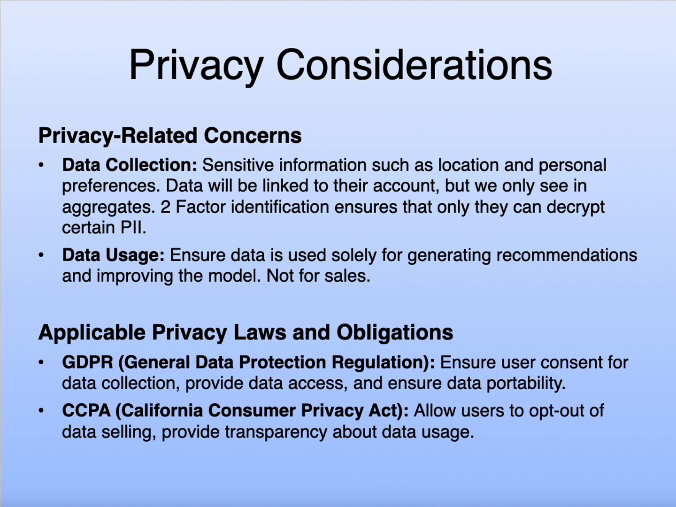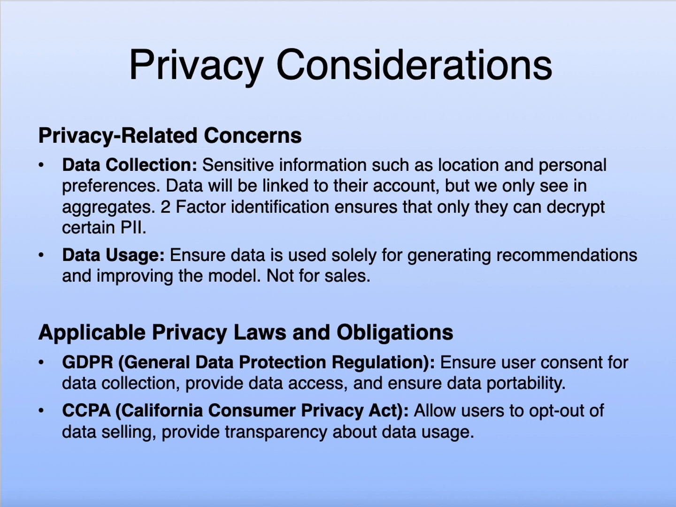So, privacy considerations, and this is going to be the bulk of the rest of this. Data collection involves sensitive information such as location and personal preferences. Data will be linked to their account, but we can only see it in aggregates. And we use two-factor authentication, and we encrypt it on our side. They have the decryption key so that they can only see what they have in there. They're the only ones who can see what they have in there. We see it as an aggregate that's anonymized.